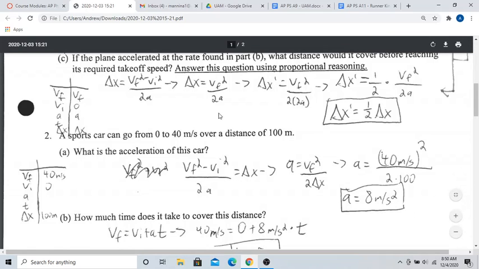And if we want to, I would add it to your chart because it just gives you another piece of information that you can go with. Because at the end of the day, we pretty much always want to fill out our chart. It's the main goal here. All right. Now next is how much time does it take to cover this distance?